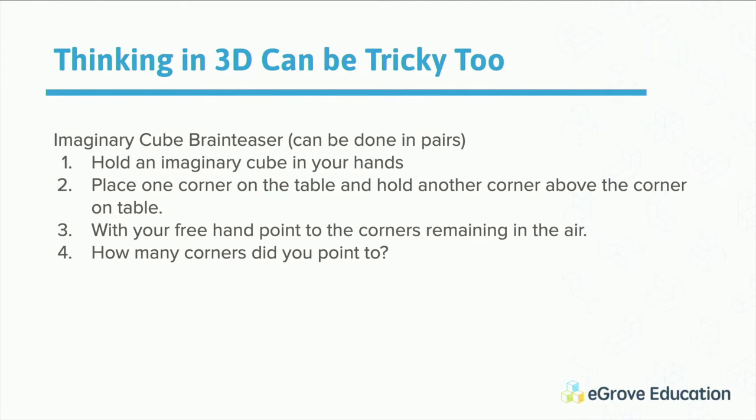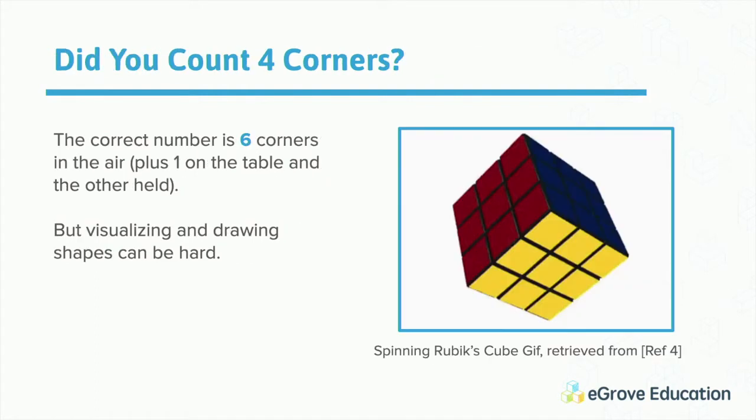So you've got a corner that's resting on the table, and you've got a corner with your finger on it on top, and then you've got these corners resting in the air. So how many corners did you point to? And I'll give you 2 seconds to figure this out. Okay, do you have a number in your head? Well, let's take a look.